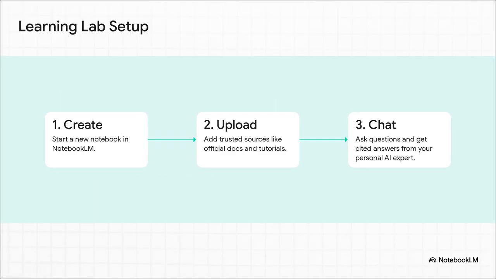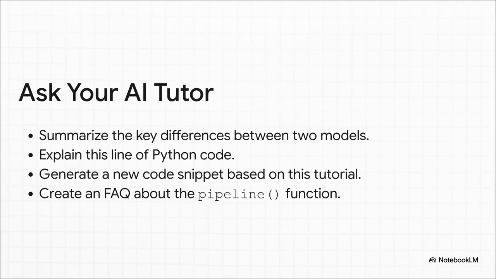And getting this set up is super straightforward. It's really just 3 steps. You create a new notebook, you upload trusted sources like the official documentation, tutorials, maybe some code examples, and then you just start asking questions. You're basically creating your own personal AI expert that's trained on exactly what you need to learn. So instead of just passively reading docs, you can actually talk to them. You can ask it to explain a really complex concept, or help you figure out why a line of code isn't working, or even generate new study guides like an FAQ based on the tutorials you just uploaded. It makes learning so much more active and way more efficient.